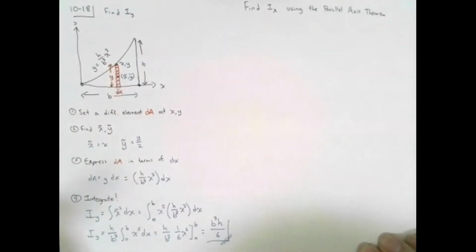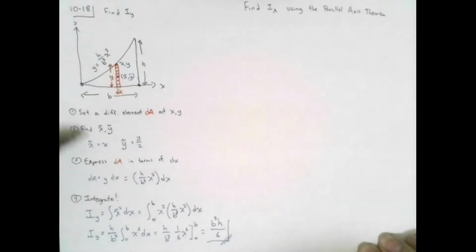Now, because I'm using this vertical element, I cannot follow this procedure because, as you can see here, the differential dimension is parallel to my axis. And we know that if the differential dimension is parallel to your axis, this procedure does not apply. So instead, let's use the parallel axis theorem.